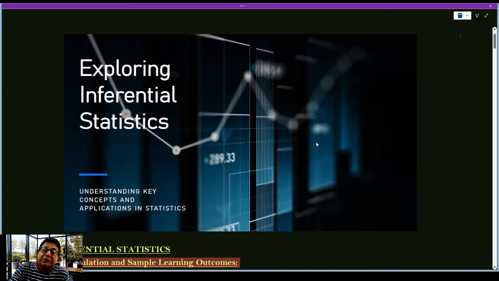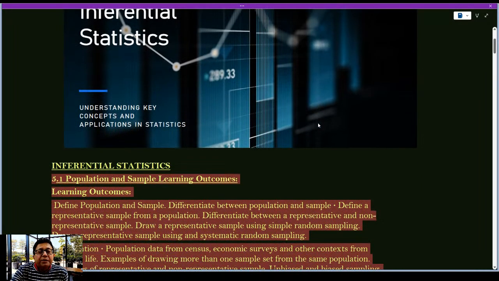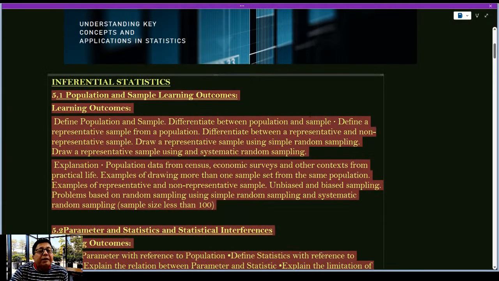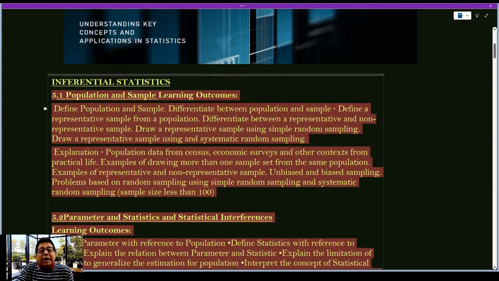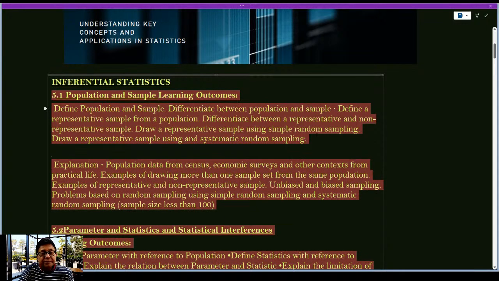Let us know what you need to study. I will do this first, I promise you, this data I have collected from the CBSE website: population and sample, what the learning outcome is over there, and the explanation for it. If you go through it once, you will see that this topic is just on population and sample and the representative sample, how to draw it.